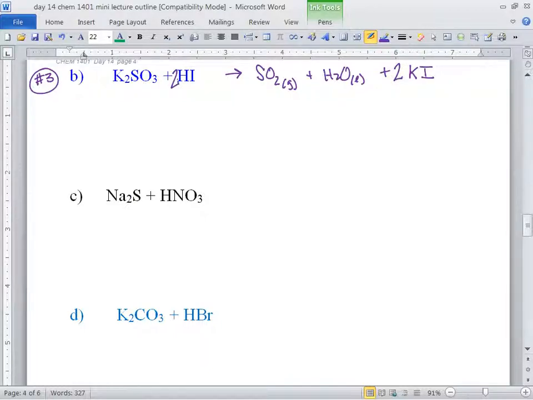Right? Because if I need 2 Ks, I'm going to need 2 of those HIs. Right? Make sure you balance it before you move on. And then write your subscripts.